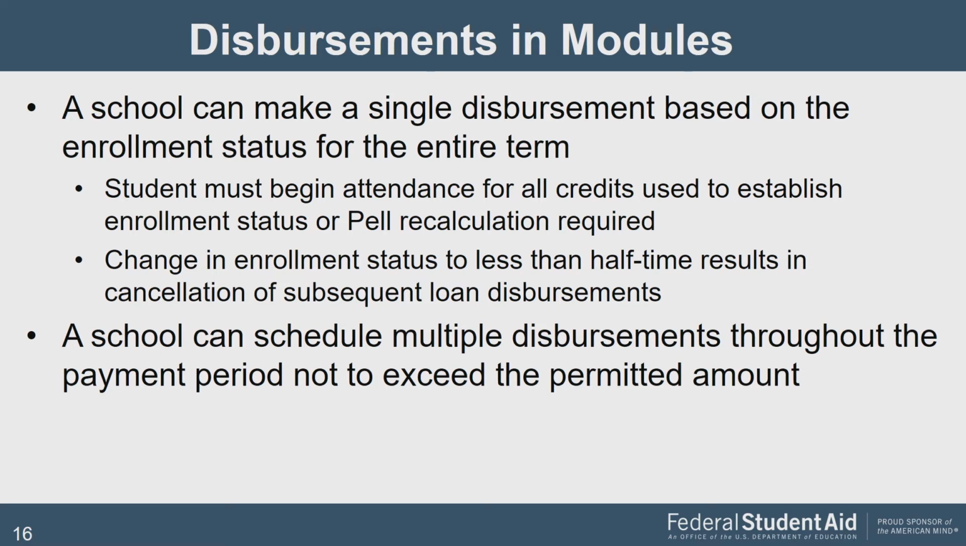Okay. When there are changes in the enrollment status to less than half time, that will result in cancellation of any subsequent loans. Notice I said any subsequent loans. Okay? And this only applies to module situations.